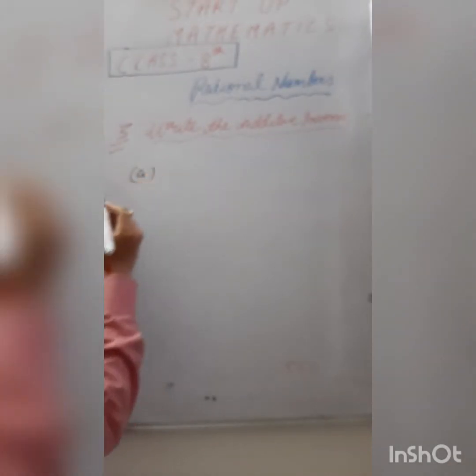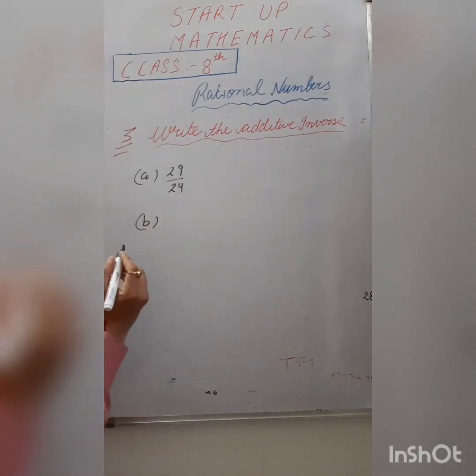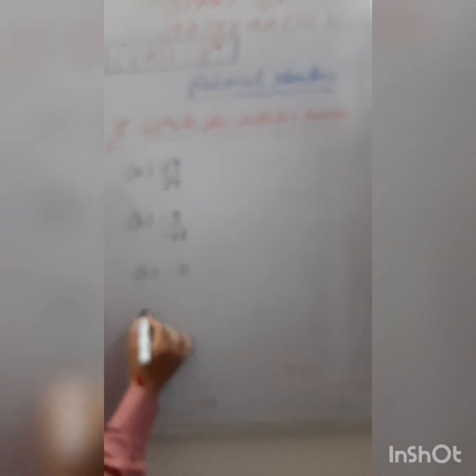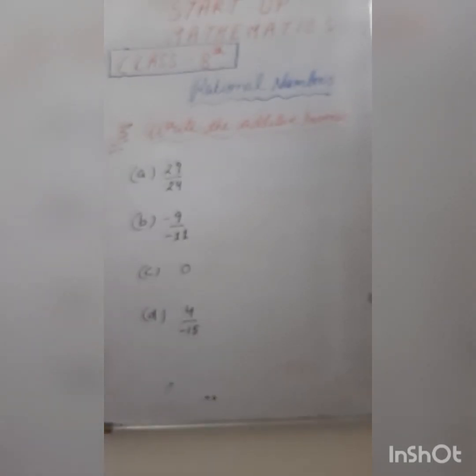See the given rational numbers. I'm writing the rational numbers. Number A is 29 upon 24. B is -9 upon -11. C is 0. D is 4 upon -15. So you have to write the additive inverse of the given rational numbers.